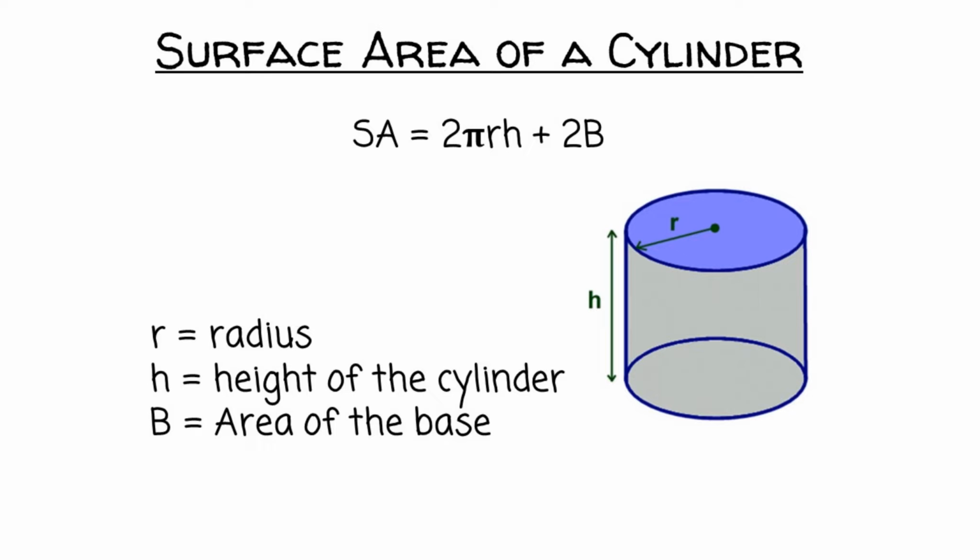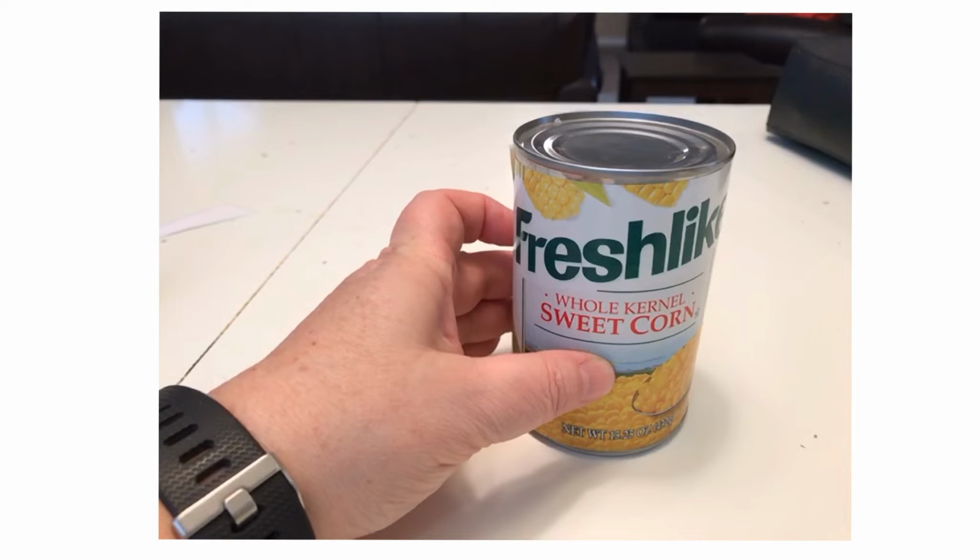Okay, so let's talk about where this whole thing comes from. I want you to keep in mind 2 pi r, remember, is circumference. So circumference of the base times height of the whole cylinder equals 2 times the area of the base. Okay, so we're going to use this can of corn here to figure out where the surface area formula comes from.